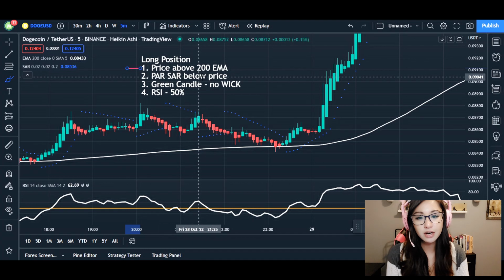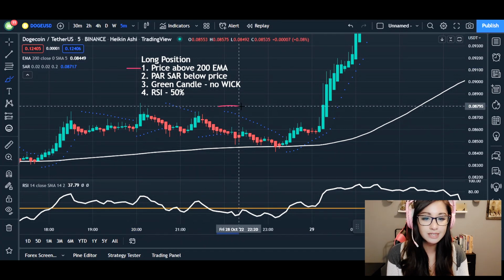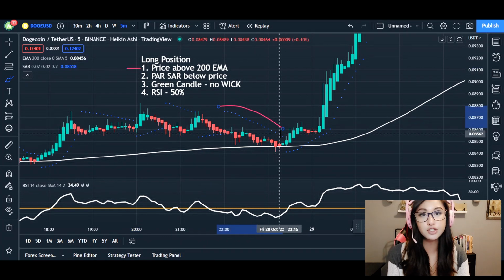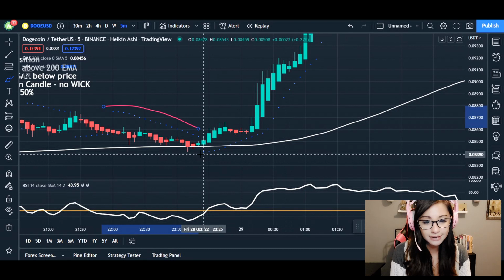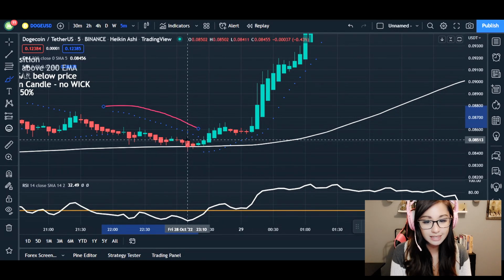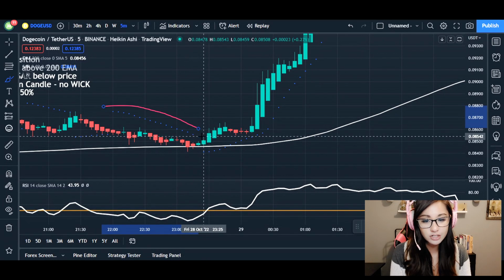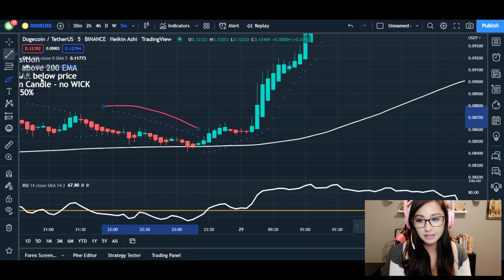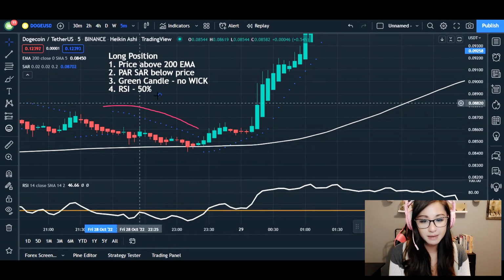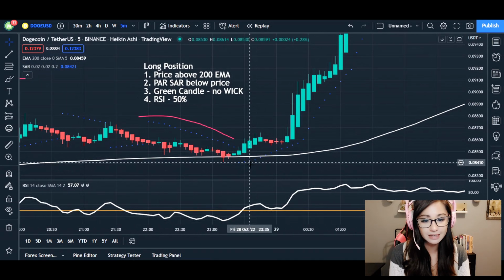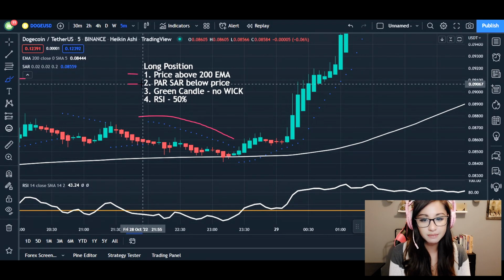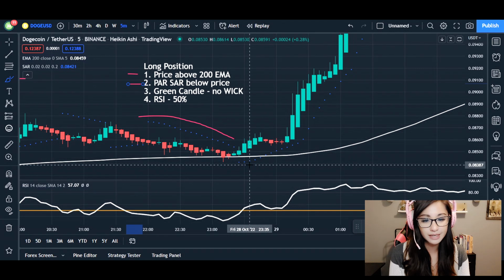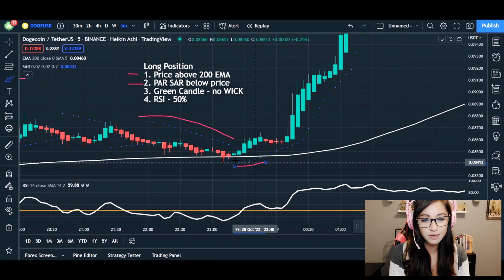The parabolic SAR is below the price. We'll notice here, after it sells, it's going to trigger a buying opportunity once this trend is over. So right in this candlestick here, we can see it changed to green. It changed to green. Perfect. So ultimately, depending on where we see these dots, we know price is above 200, parabolic SAR is below the price because we see these dots formulating.